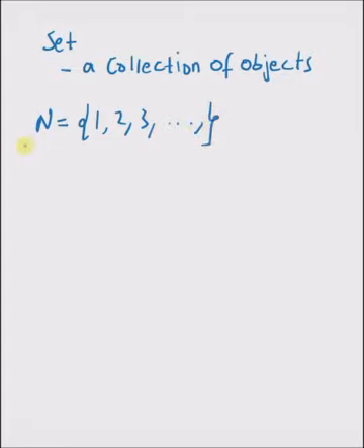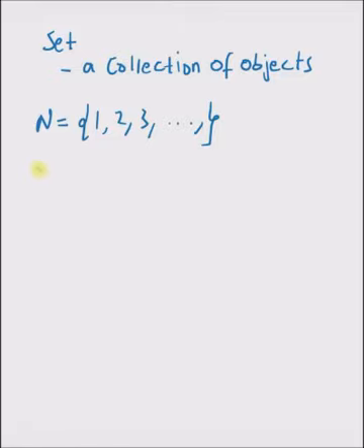A set is basically defined as a collection of objects. These objects can be anything from numbers, fruits, furniture, etc. A good example of a set is the set of natural numbers 1, 2, 3 and so on. N is the most commonly used symbol for the set of natural numbers.